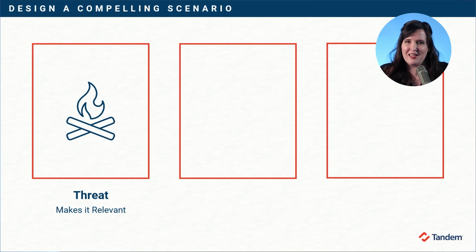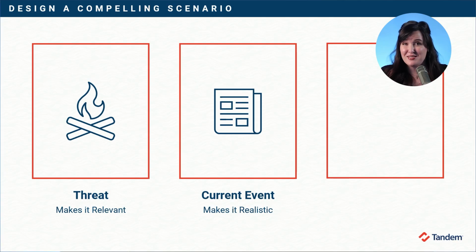Now, the mistake I've seen people make is that they stop there. Just like in the game of Clue, you don't win by saying it was Colonel Mustard. You have to determine it was Colonel Mustard in the conservatory with the candlestick. So the second part of a strong scenario is a current event. It may sound simple, but it really adds a sense of immediacy and a sense of credibility to your tabletop exercise because you're talking about something that could happen to you. You are putting yourself in someone else's shoes.